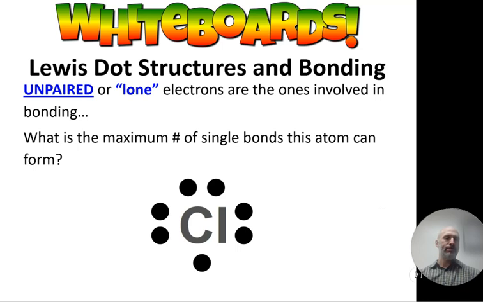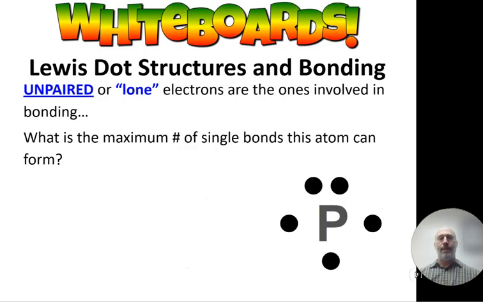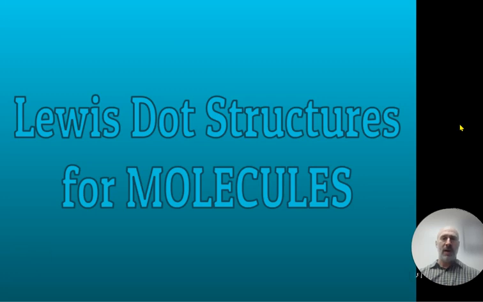How about chlorine? Yeah, just 1, right? Because those other ones are paired up, remember, it's kind of like a closed gate at the airport. But chlorine has 1 open one. How about phosphorus? 3, right? So not up here because they're partnered up already, but it has 1, 2, 3 places where this guy can bond.